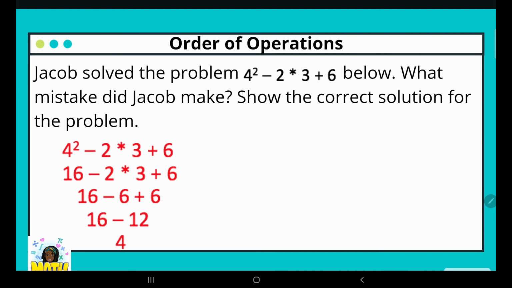So Jacob solved the problem 4 squared minus 2 times 3 plus 6 below. What mistake did Jacob make? Show the correct solution for the problem. So whenever I have these type of problems, I always like to do the work first. And then I can compare my work to what the other person did to see what their mistake was. So I'm going to start off by just writing the acronym GEMDAS, so that I can ensure that I keep track of all I need to get done.